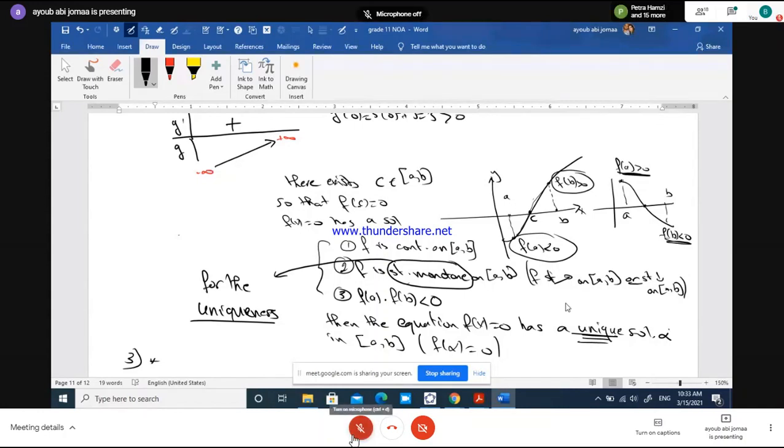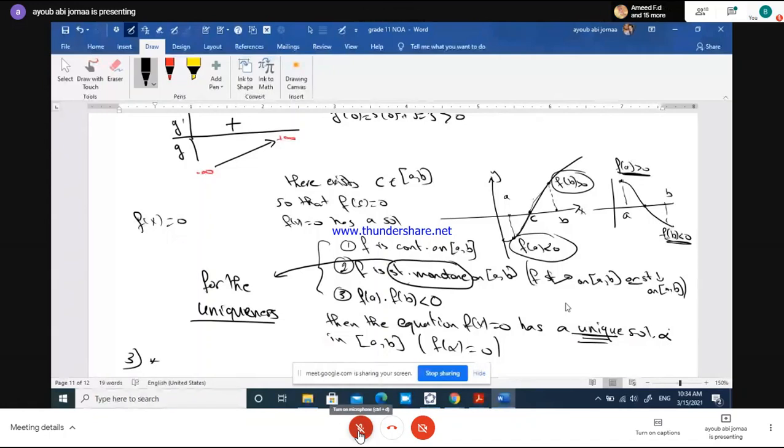You know how to solve the equation. If you know how to solve the equation f of x equals 0, then there is no need for all of this. But the idea here is to approximate the solution. Say f of x equals 0 and I don't know how to solve it. We don't know how to solve the equation. But we can approximate the solution.